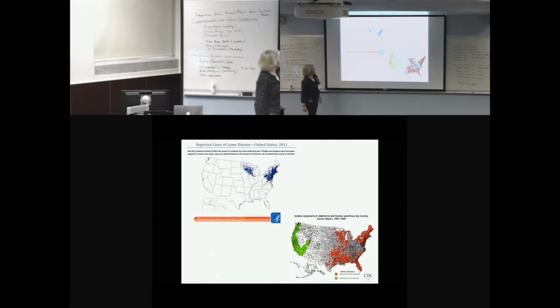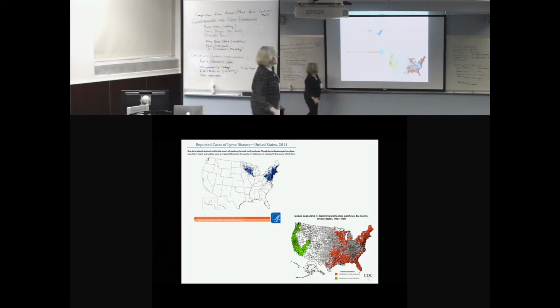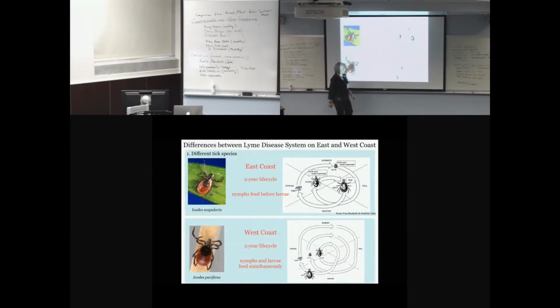So Lyme disease, as I mentioned already, is a huge problem in the Northeast. It's an increasing problem in the Midwest. And California actually does have a number of cases, but the prevalence is really pretty low. Although we actually have all of the players there. We have hosts that are good reservoirs for the pathogen.